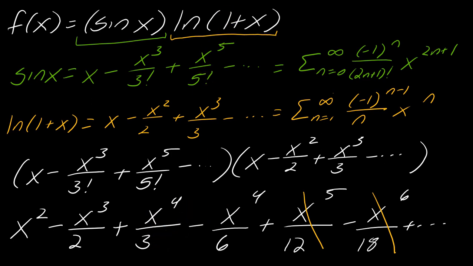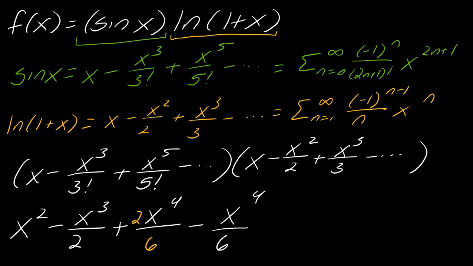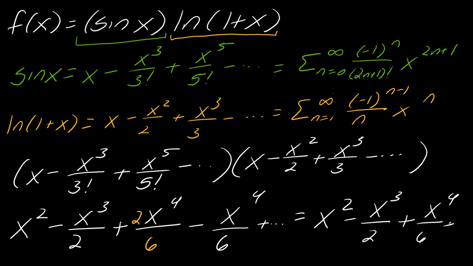So now I can just combine these. So I can rewrite this fraction here. I'll rewrite this as 2 over 6. So now I've got 2x to the 4th over 6 minus x to the 4th over 6, so we can see how that's going to work out. So let me make some space. So I've just got those terms there. I'll just write a dot, dot, dot. Okay, so the first 3 terms are x squared minus x cubed over 2 plus x to the 4th over 6, dot, dot, dot. Okay, that is what we were asked to do.